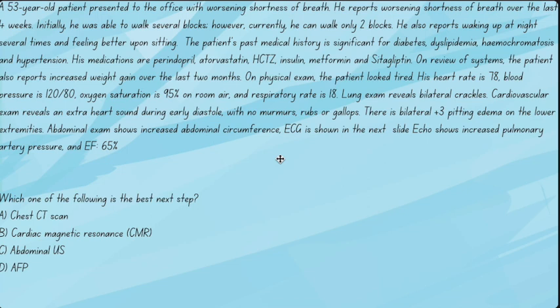ECG is shown in the next slide. And echo shows an increased pulmonary artery pressure and ejection fraction of 65%. So first we have to know the diagnosis, then we have to choose a test. Let's look at the ECG first.